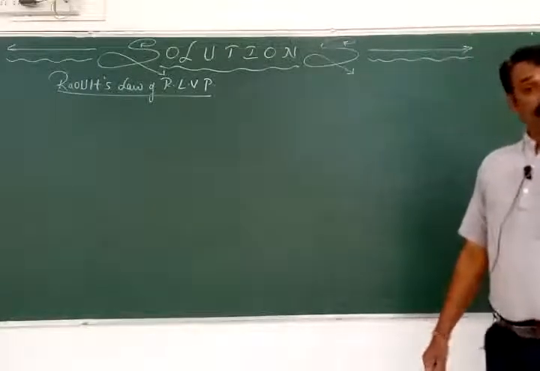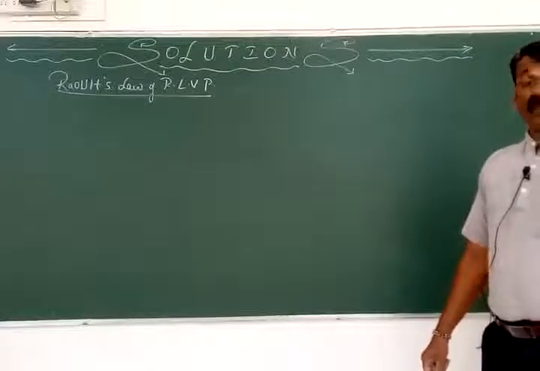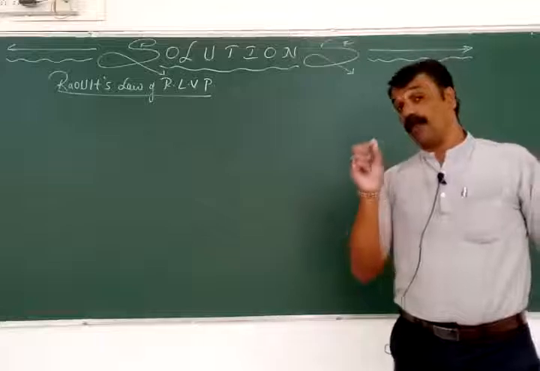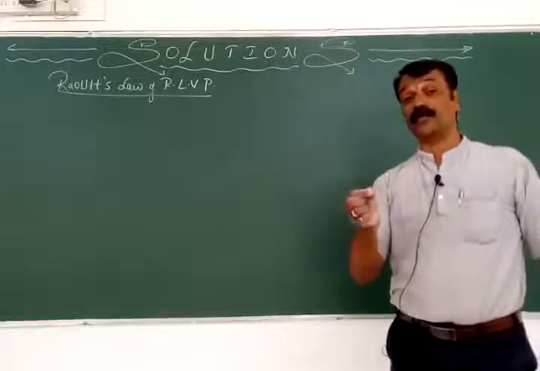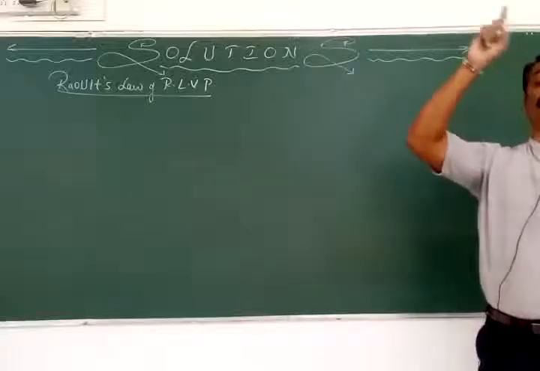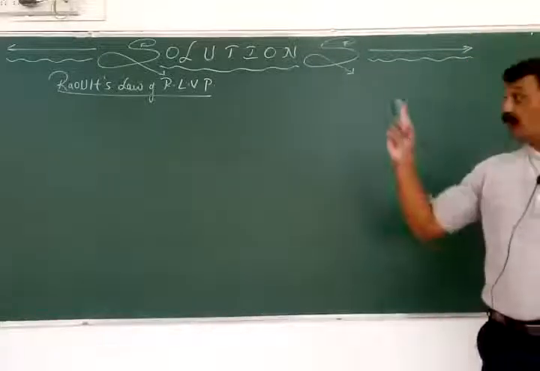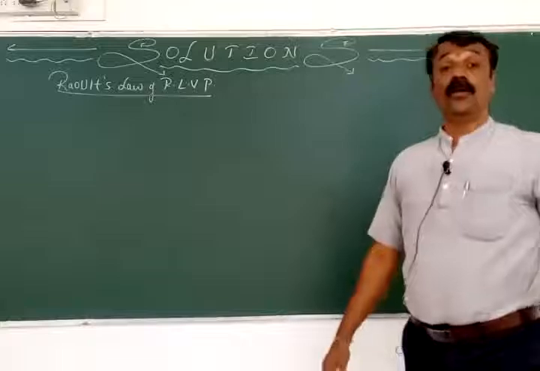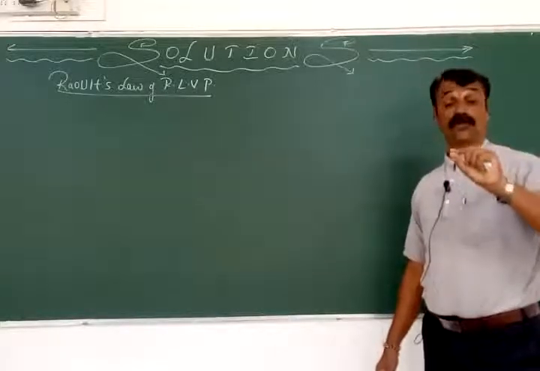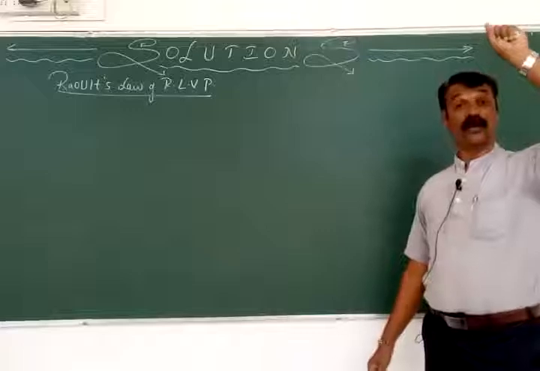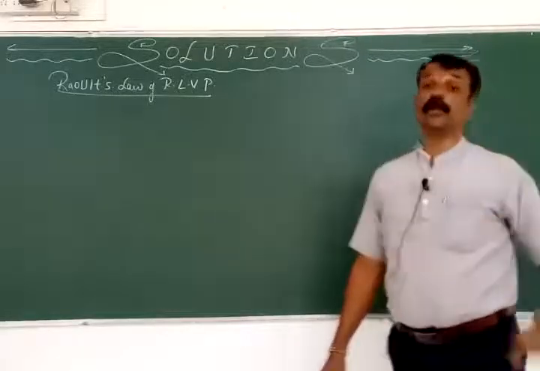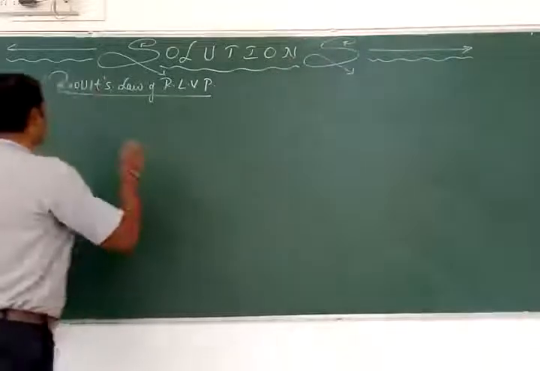The partial vapor pressure of the liquid in the liquid mixture is equal to the product of the vapor pressure of that liquid in its pure state and its respective mole fraction. That is called Raoult's law of liquid mixtures. But now we have another one, called Raoult's law of relative lowering of vapor pressure, which is applicable for a solid-liquid solution. Raoult's law is applicable for a liquid solution, but RLVP refers to a solid-liquid solution. So what is the statement here?